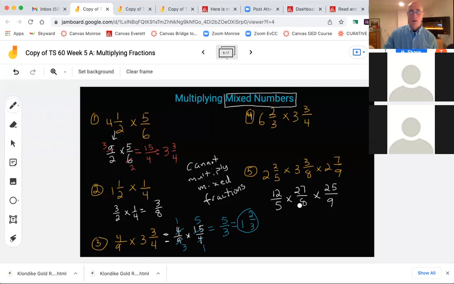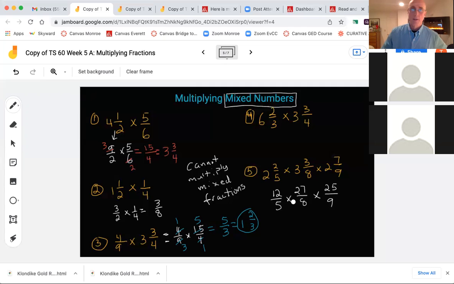Then in this case, I would start cross canceling if I can. 9 times 3 is 27. These two would cross cancel. 5 and 25 would cross cancel. 8 and 12 would cross cancel because 4 goes into both of those. See how that would work? So that's cross canceling.